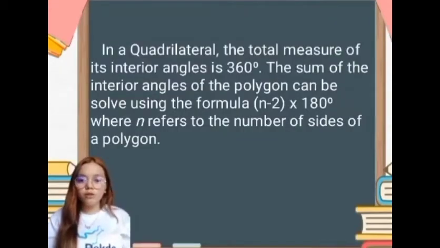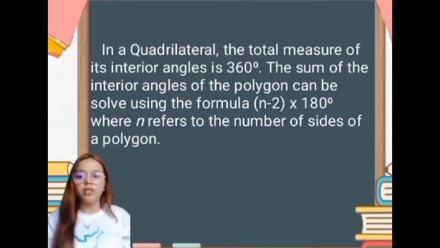In a quadrilateral, the total measure of its interior angles is 360 degrees. The sum of the interior angles of a polygon can be solved using the formula n minus 2 times 180 degrees, where n refers to the number of sides of the polygon.